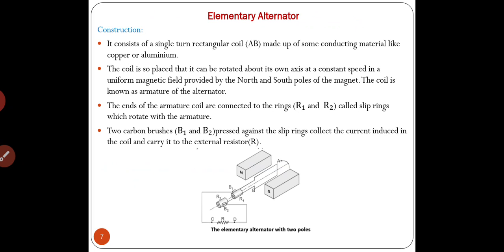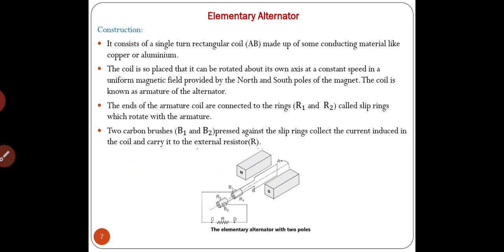The ends of the armature coil are connected to rings R1 and R2 called slip rings, which rotate with the armature. Two carbon brushes B1 and B2 pressed against the slip rings collect the current induced in the coil and carry it to the external circuit.